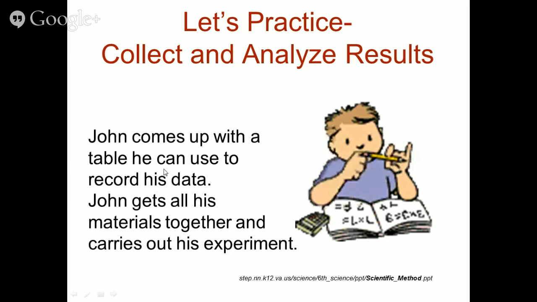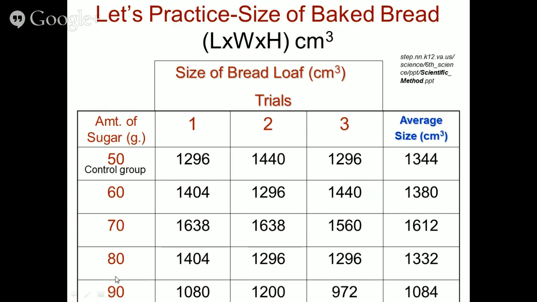John comes up with a table he can use to record his data. John gets all his materials together and carries out his experiment. And then you see, this is a good chart. The amount of sugar, remember he talked about changing the grams, the size of bread loaf number 1, the size of bread loaf number 2, and the size of bread loaf number 3. And then what he did to make it easier on himself is he got an average. He added these 3 numbers up and divided by 3, and the average was this. So he can just compare these numbers. He doesn't have to compare all of these numbers.